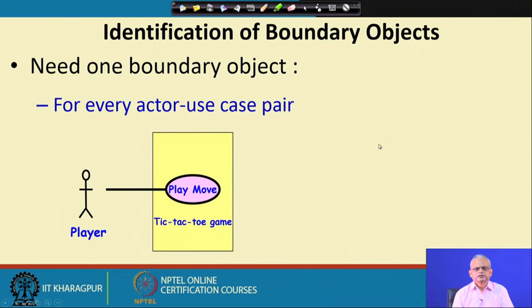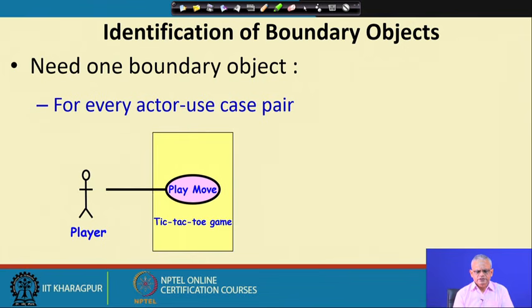Now, let us see how to identify these three types of classes. Given a problem description, we are trying to solve a problem. How do we go about identifying the three classes of objects? The simplest are the boundary objects.